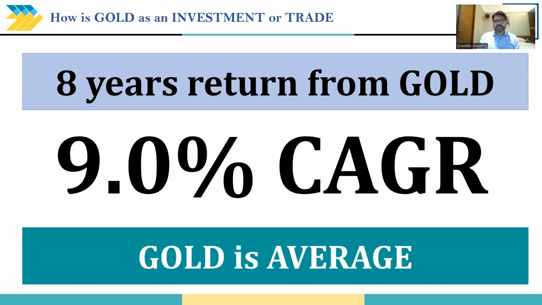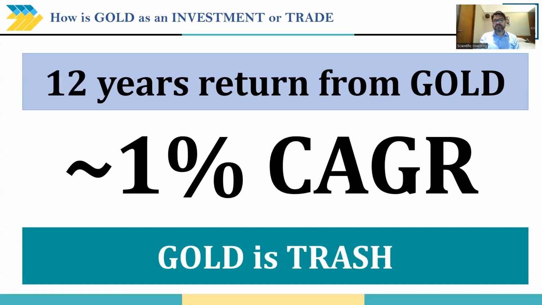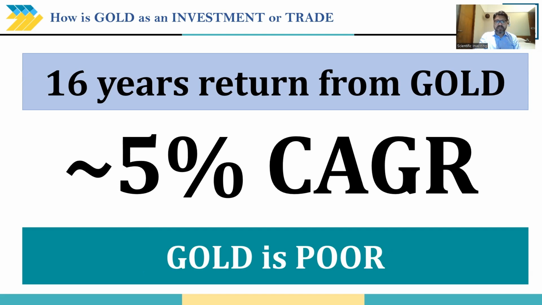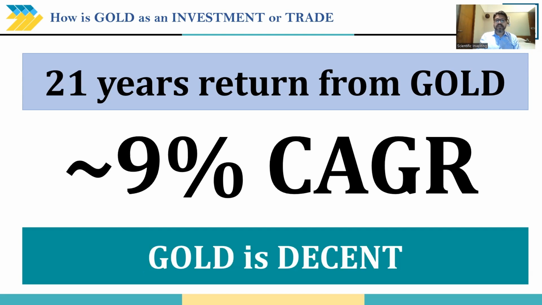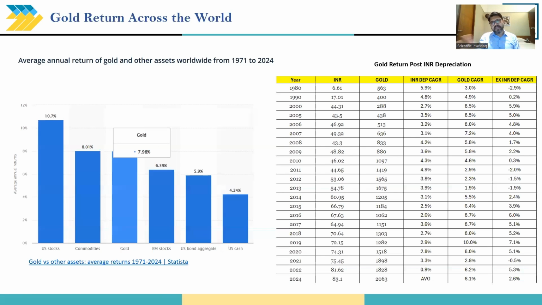And if we look at 8-year returns of gold, all these returns are lump sum returns. If you invested 30 days back and today, 1 year back and today, 8 years back and today, 9% CAGR return, which is an average kind of return. From 9, if we go 12 years back, just 1% CAGR return gold has given. Looks like a total trash asset which doesn't generate return. If we go 16 years back, 5% CAGR, which is again poor, less than FD. 21 years return of gold as a lump sum from then and today, again 9% CAGR, which looks like a decent kind of return, given Nifty would have given 12% kind of return.